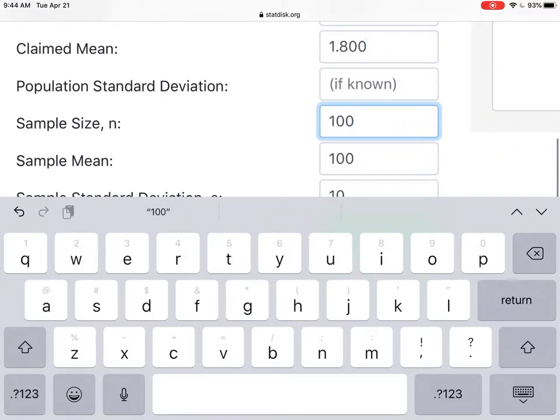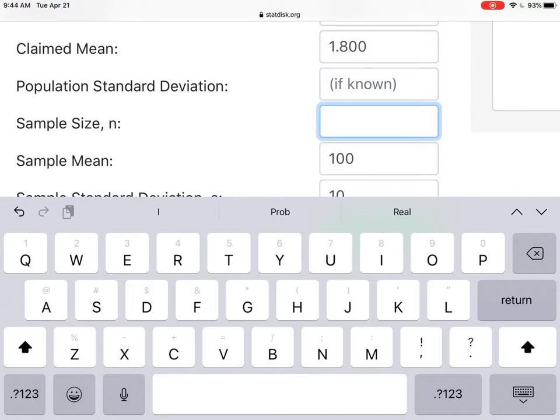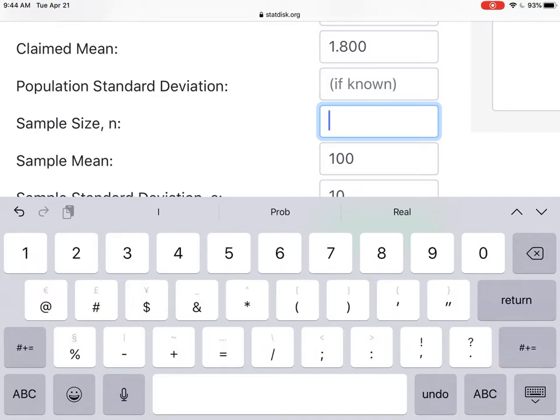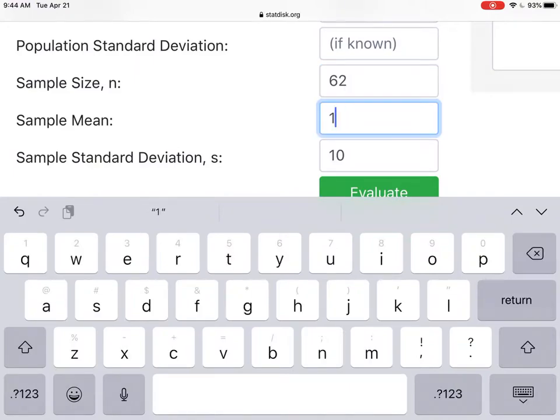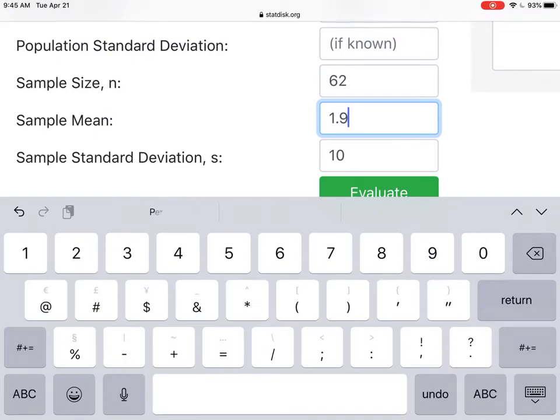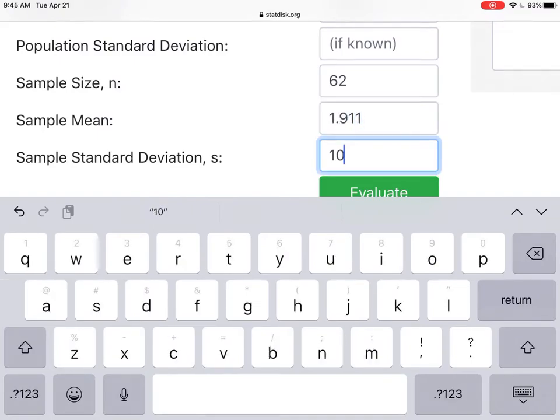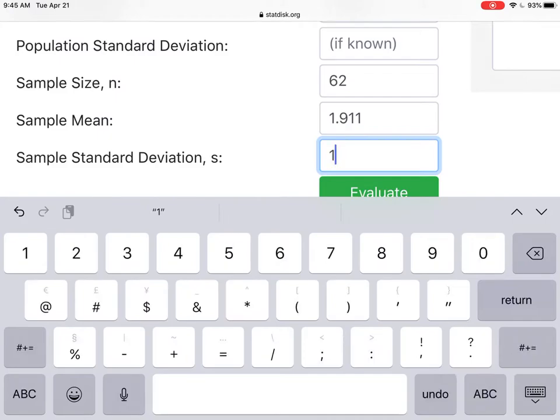We input the sample size, and so our sample size here was 62. We input the sample mean, which our sample mean was 1.911. And we input the sample standard deviation, which was 1.065.